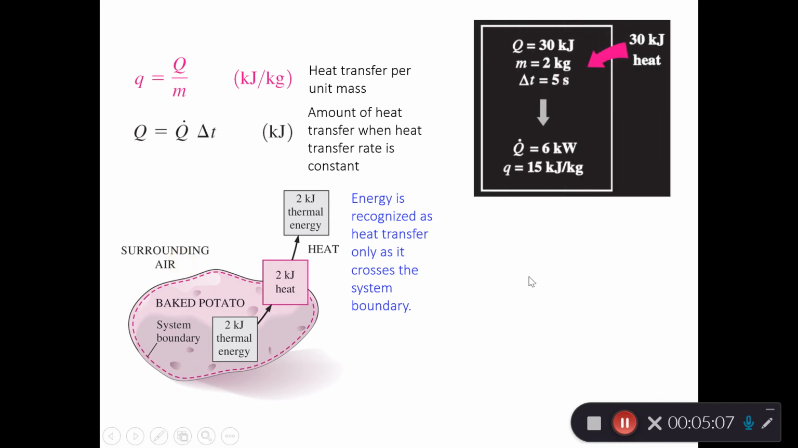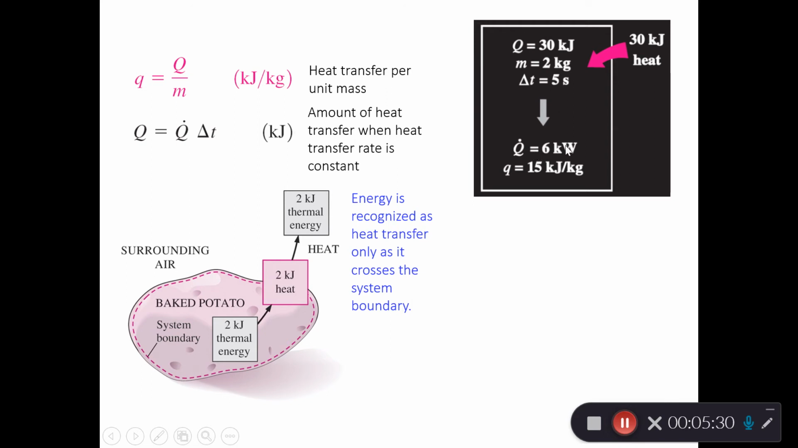Here's an example. Let's say a total heat of 30 kilojoules is being added into the system. So Q will be 30 kilojoules. The mass of the system is 2 kg, and the time it takes for this transfer to happen is 5 seconds. From here you can find two things. What is the rate of heat transfer?